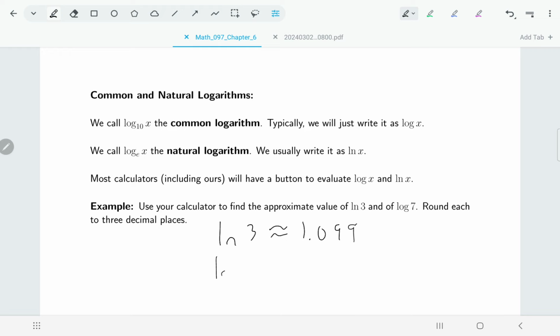And the next one, log 7, so this is log base 10 of 7. We're interested in 10 to what power gives us 7. Again, it's not going to be a nice number, but we can calculate anyhow and find that log base 10 of 7 should be about 0.845. So what this is telling me is that e to the power of 1.099 should be about 3, and that 10 to the power of 0.845 is about 7.